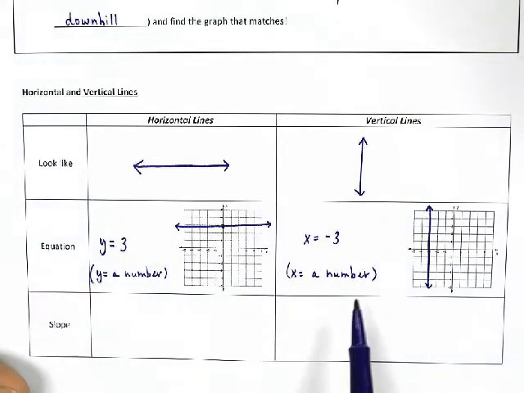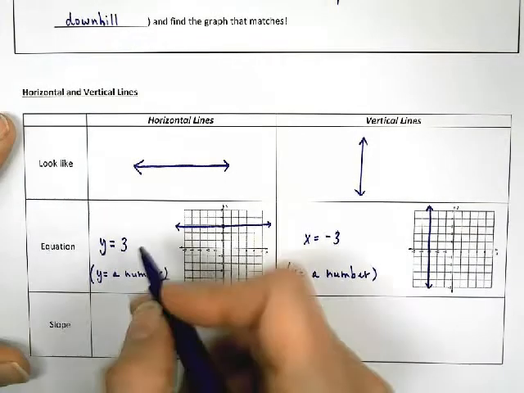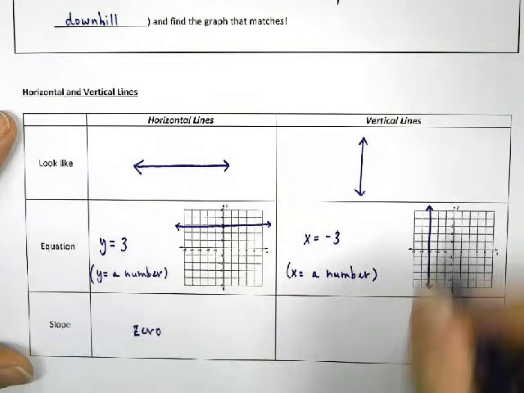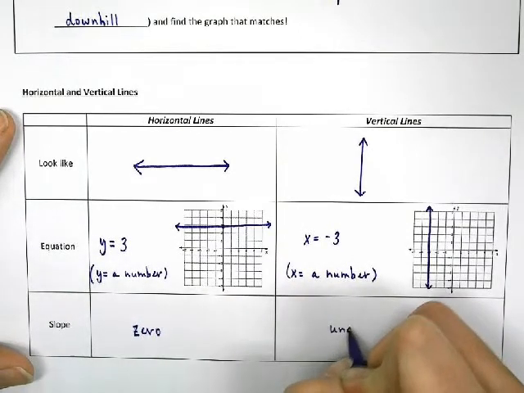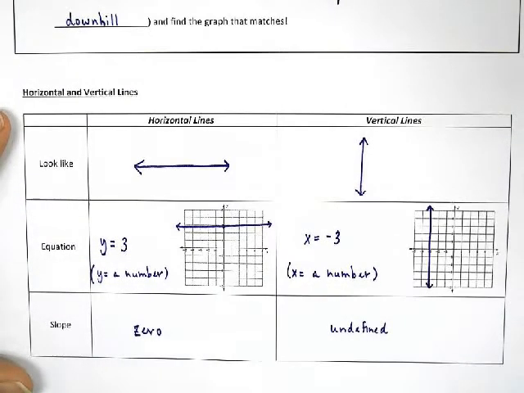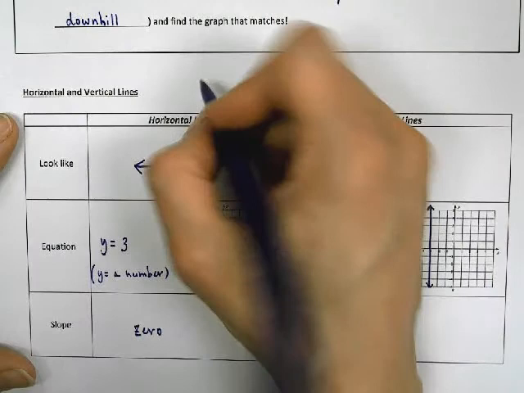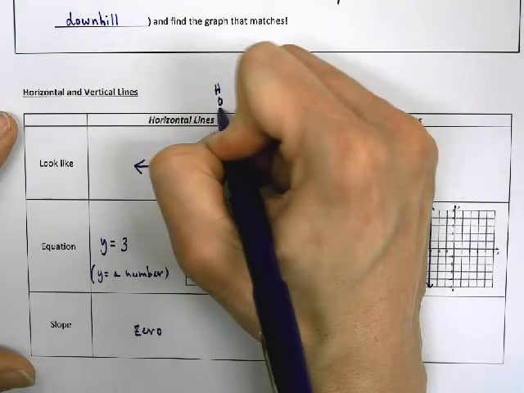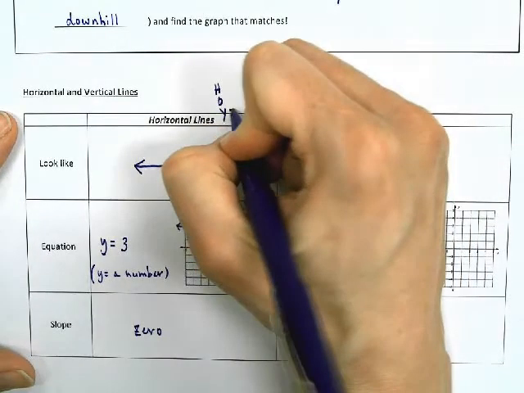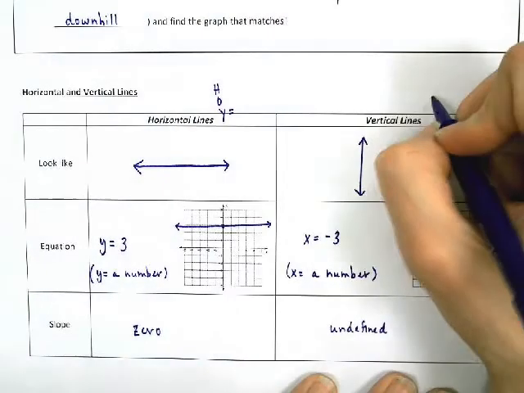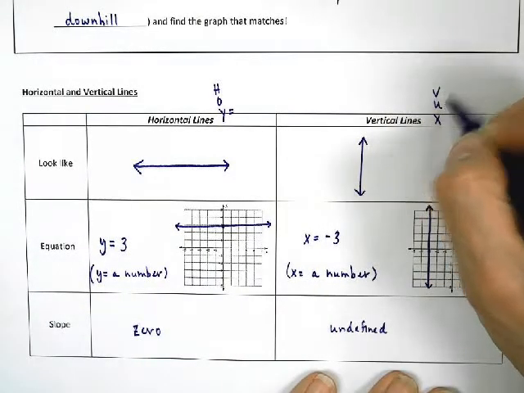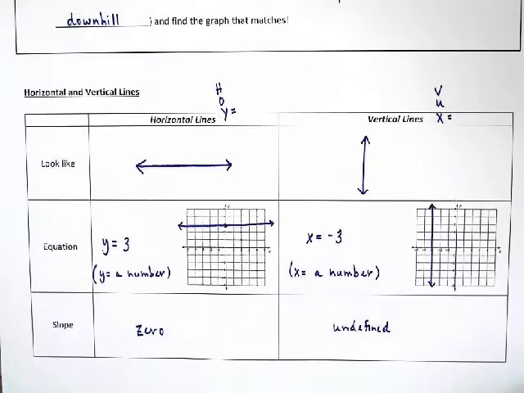Okay, now looking at the slope, we've already talked about slope, so hopefully by now we recognize this slope for a horizontal line is 0. For a vertical line, it's undefined. And if you remember, we had our little kind of memory device. We said horizontal lines, we used HOY. Horizontal, they have 0 slope, and their equation is y equals. And then for vertical lines, we said VUX. Vertical lines have an undefined slope, and their equation is x equals.